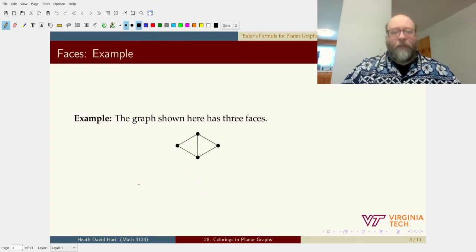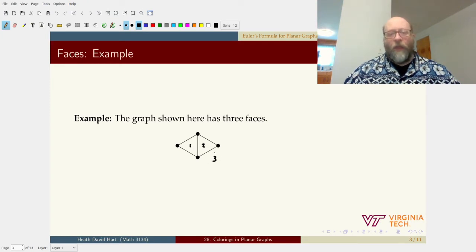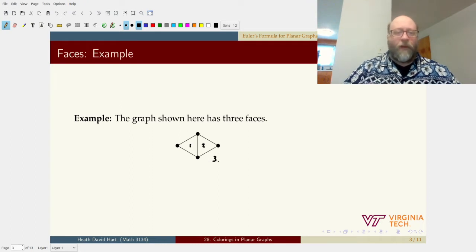So this example has three faces because the outside always counts as a face as well. The plane in which the graph lies is separated into three different regions. One region inside the triangle, one region inside the other triangle, and then the leftover region that's outside both of the triangles. All of these are faces.